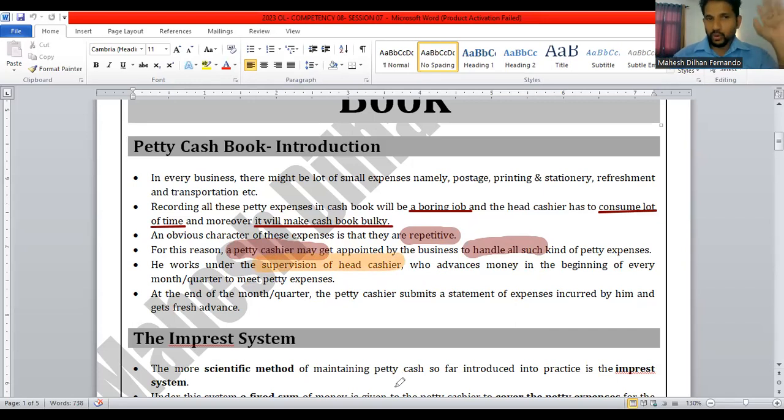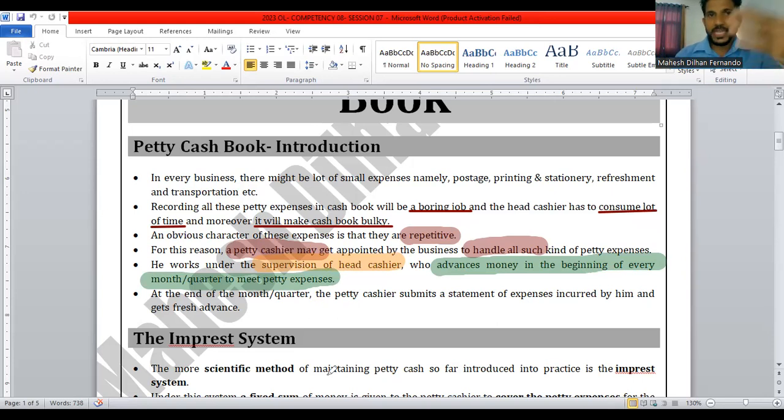Now, look at this. The head cashier is the person who provides money, who advances money in the beginning of every month or quarter, to make petty cash expenses. The money is given by the main cashier. It is something like this. Let's say we both, you and me, are working in the same business. You are the head cashier and I am the petty cashier. I am working right under your supervision. In the beginning of every month, you hand me over a fixed amount of money to spend on the petty cash.